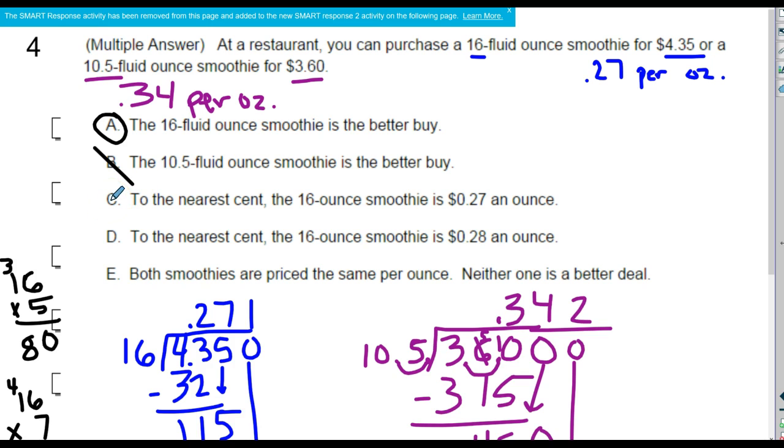Letter C says to the nearest cent, the 16 ounce smoothie is 27 cents an ounce. Hey, that's what I found too. So yeah, that's right. Letter D, to the nearest cent, the 16 ounce smoothie is 28 cents an ounce. Well, no, I got 27 cents. Specifically, it'd be 27.1 cents. So it can't be letter D. I'm not going to round that up. And then letter E, both smoothies are priced the same per ounce and neither one's a better deal. Well, that's not true for sure because we have 2 separate prices here. So my final answers here are A and C.